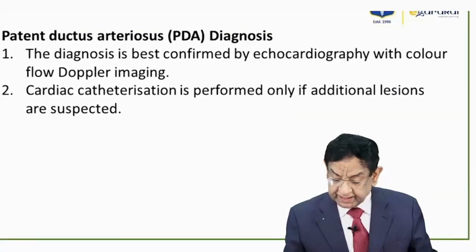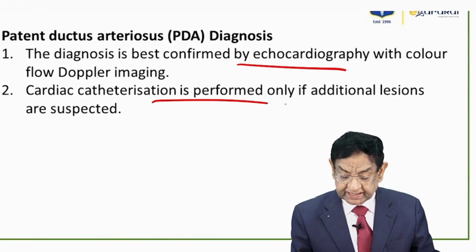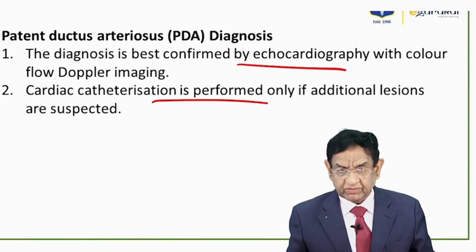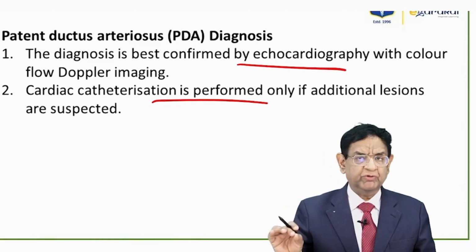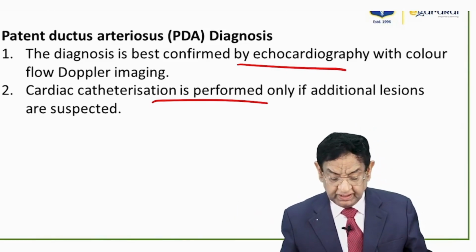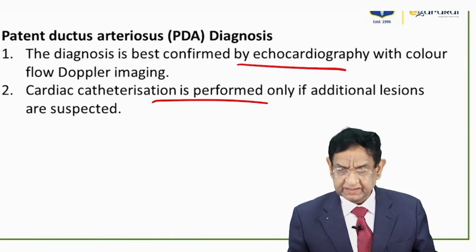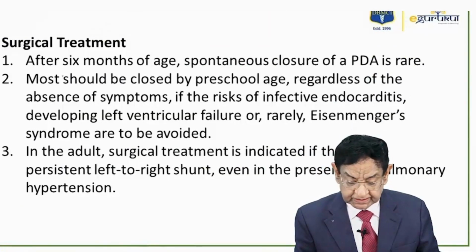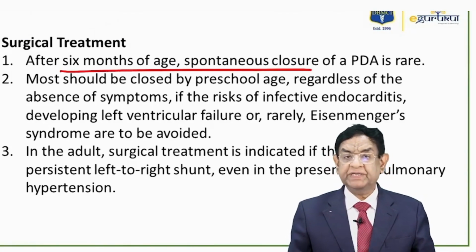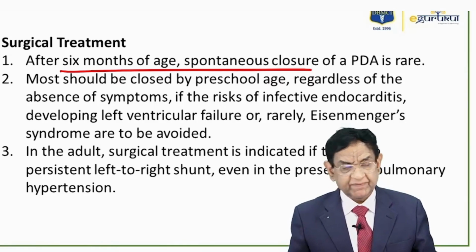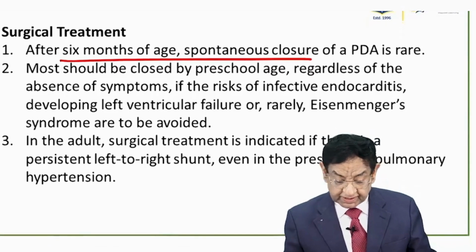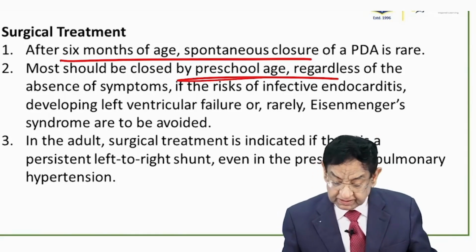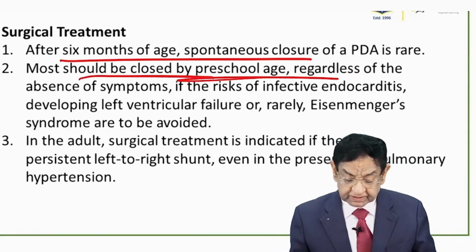How do we diagnose PDA? Again, echo and Doppler study and cardiac catheterization. One thing is very clear, in all these valvular heart diseases, echo is always the first line. And catheterization study can be done in these patients. Surgical treatment in PDA: up to 6 months spontaneous closure can occur, but after that it doesn't happen. Majority of the time they should be closed by preschool age, right?